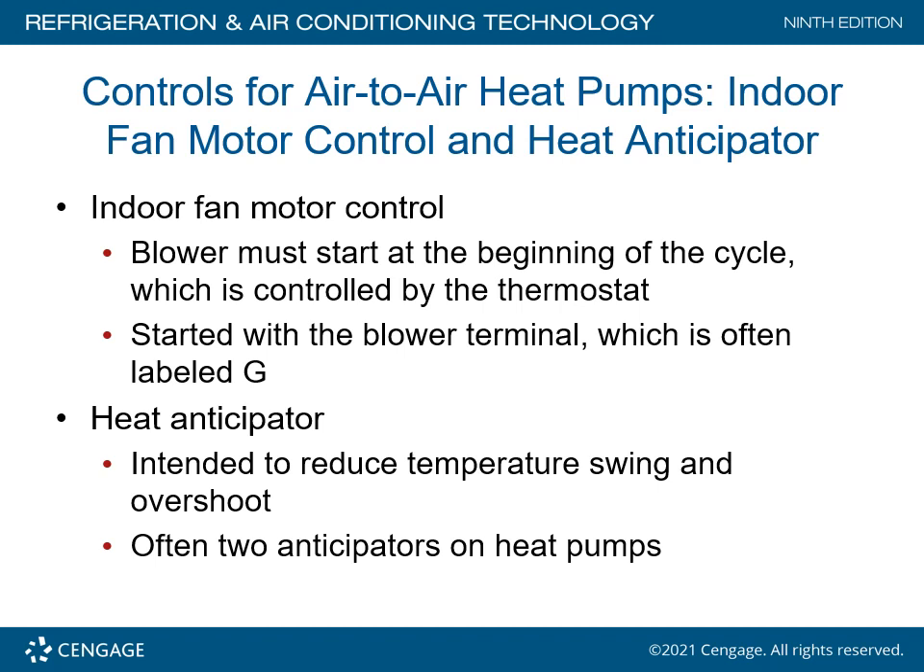Heat anticipator. Intended to reduce the temperature swing and overshoot, often two anticipators on heat pumps. And this will typically be done electronically. In the old days when we still had mercury stats, we had anticipators that we had to set in order to compensate so that the thermostats would not overshoot.